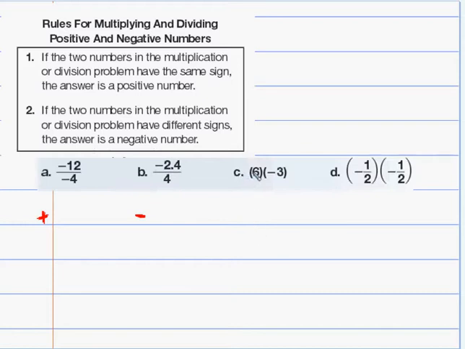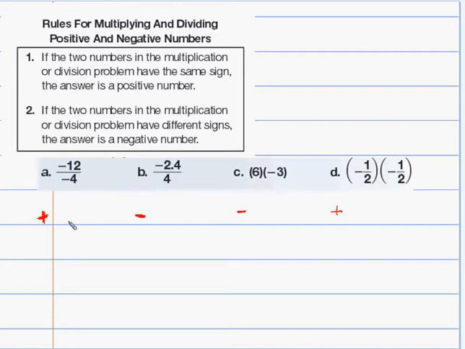Problem C is a positive 6 times a negative 3. One is positive, one is negative. Different signs will give you a negative number. In problem D, we have negative 1/2 times negative 1/2. Same sign, going to give me a positive answer.